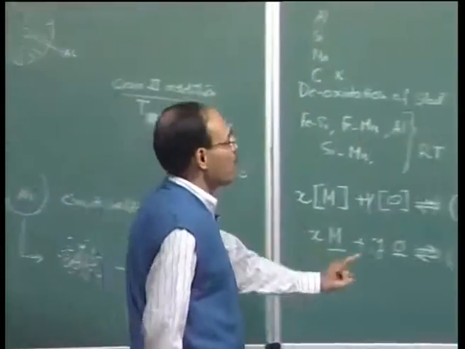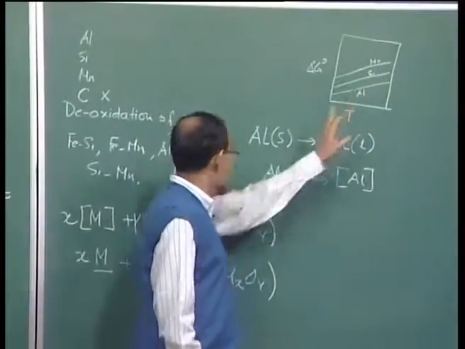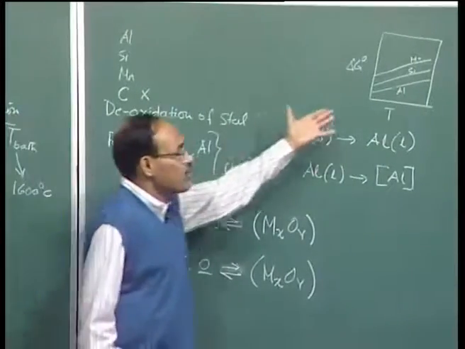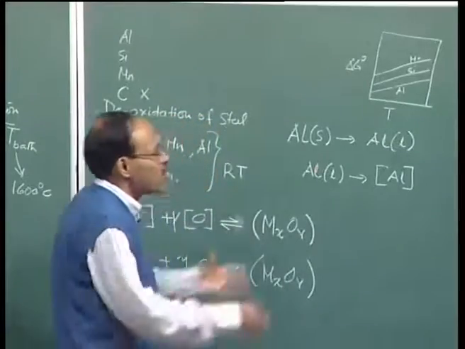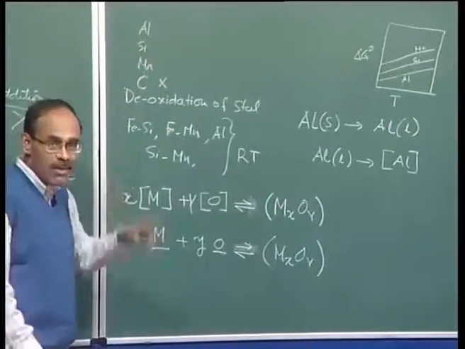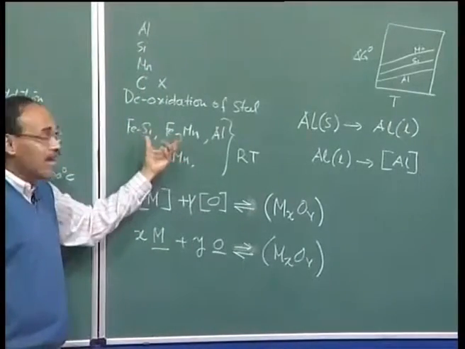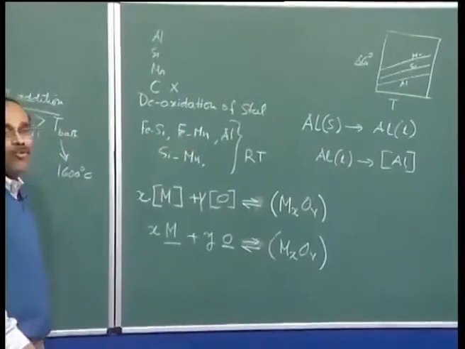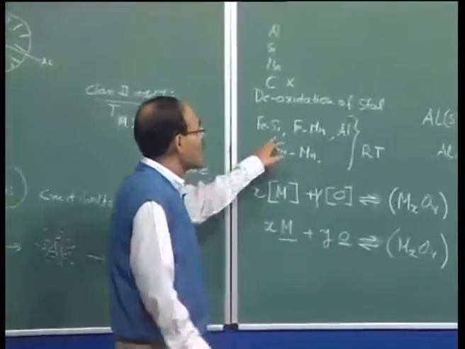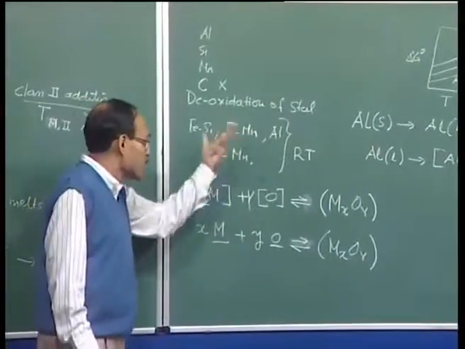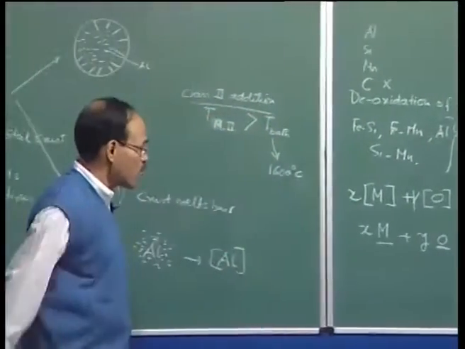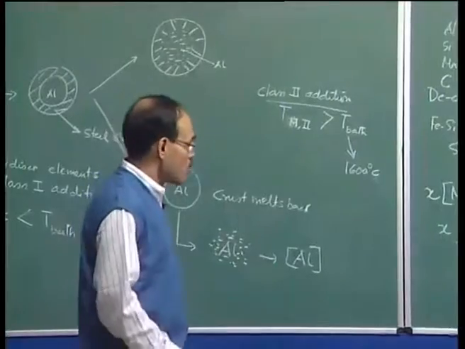So we would like to have a deoxidizer element. That element must have a great affinity towards oxygen, and we find that the most commonly used deoxidizers are also easily available. We must understand we don't add pure manganese or pure silicon. They are added in the form of ferrosilicon and ferromanganese, because technologically it is far more advantageous to make ferrosilicon than pure silicon, or ferromanganese than pure manganese. So ferrosilicon, ferromanganese, silicomanganese, and aluminum are the potential deoxidizers because of their higher affinity towards oxygen.